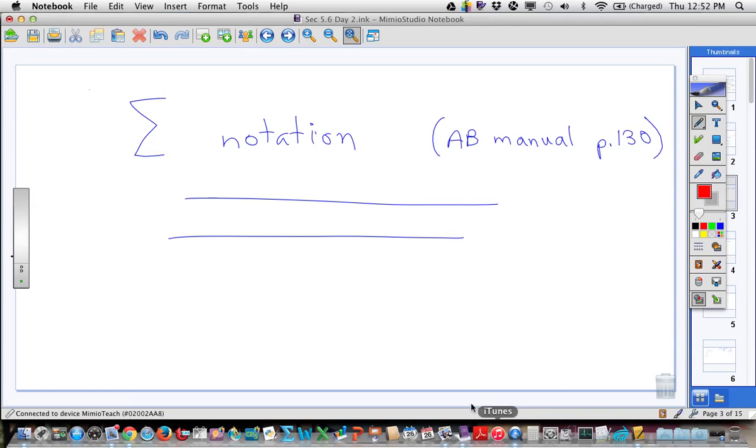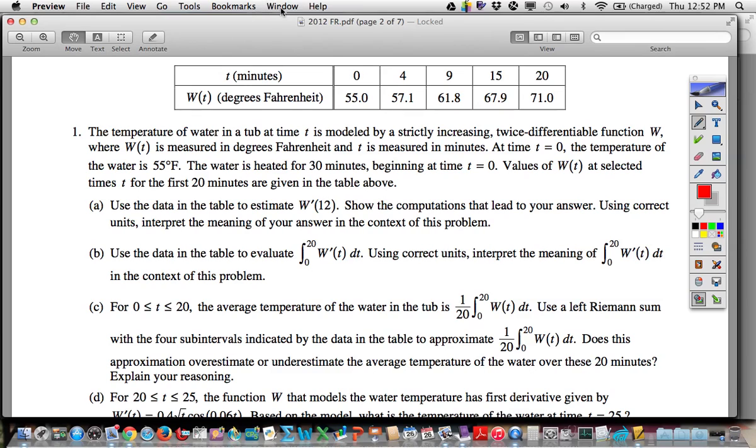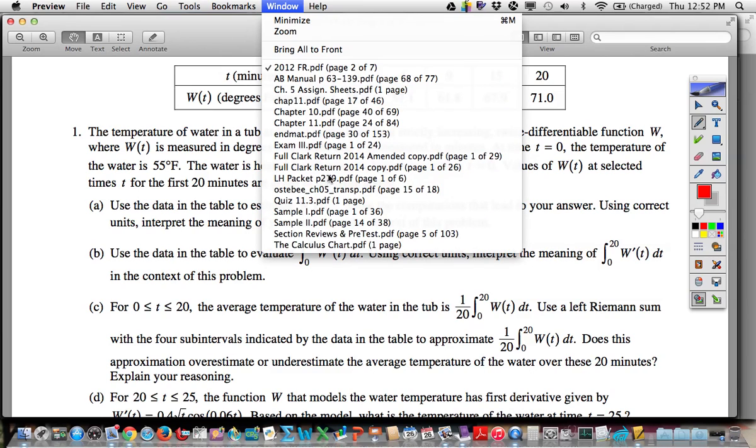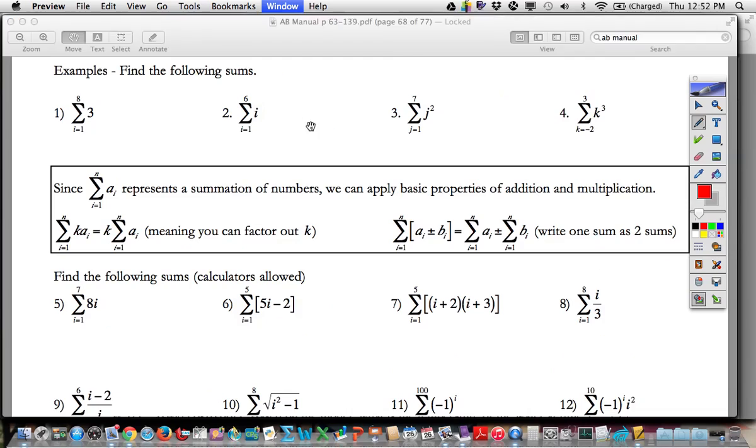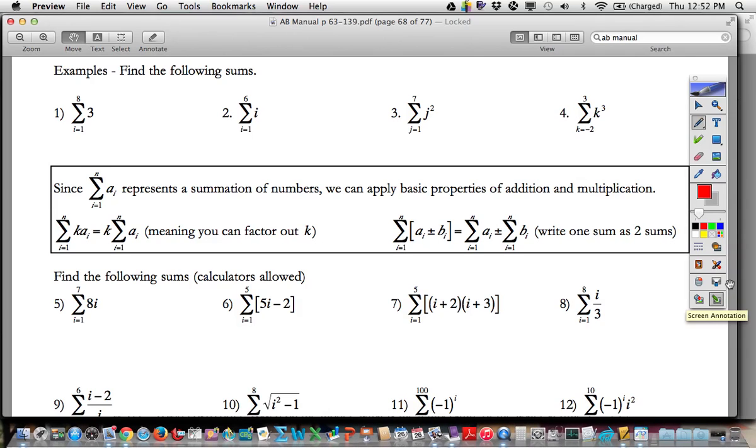So before we get into this too deeply, we're going to do a little review of sigma notation. So see if I can find what I got here. All right. So here's a couple of examples. Let's do a couple of examples here of some sigma notation. Like, for example, this first one.